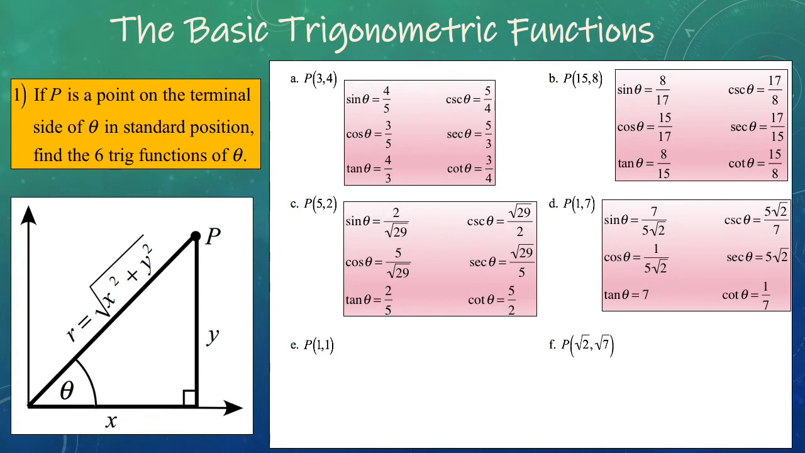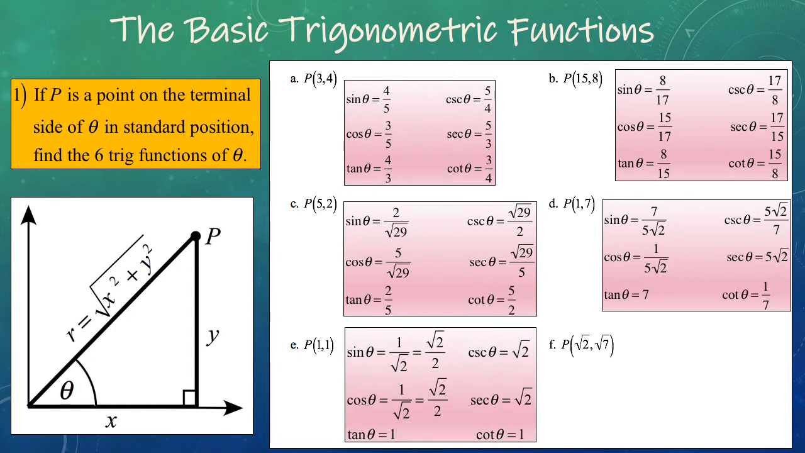So sine theta is 7 over 5 square root of 2. Cosine theta is 1 over 5 square root of 2. And tangent theta is simply 7. Therefore, cosecant theta is 5 square root of 2 over 7. Secant theta is simply 5 square root of 2. And cotangent theta is 1/7.